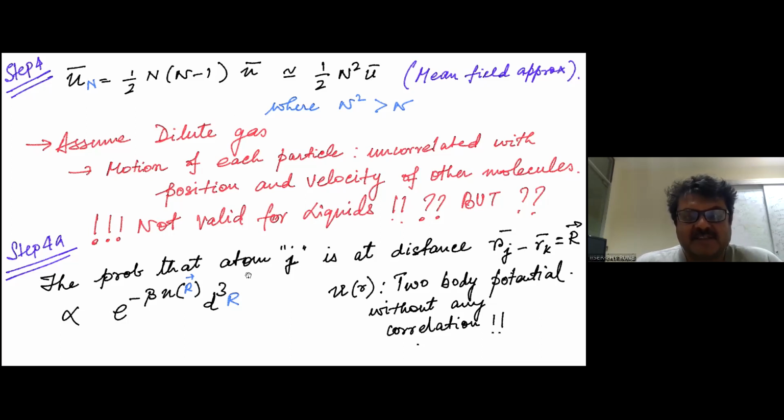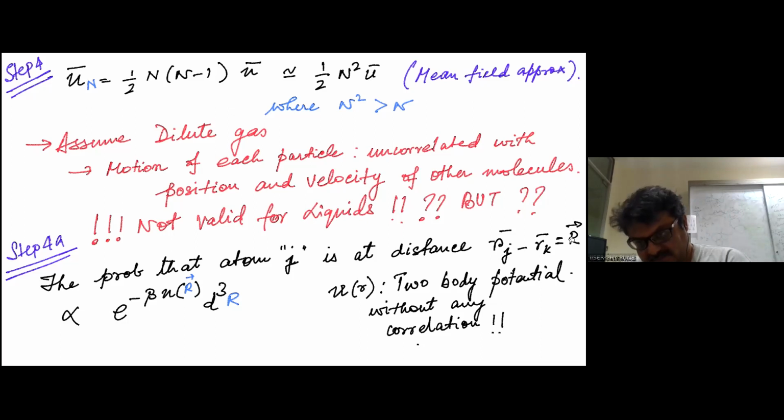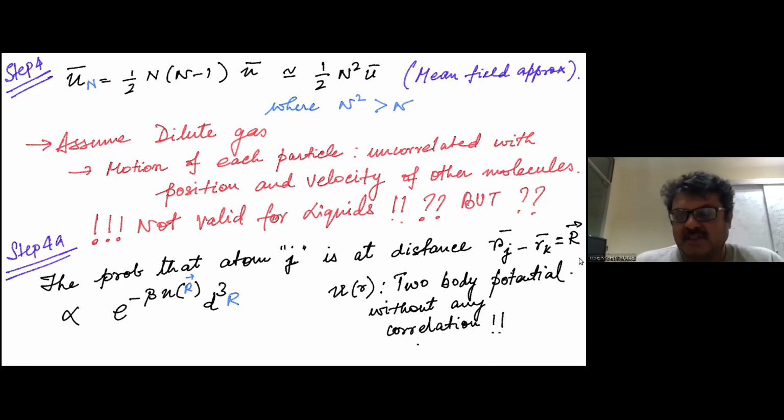And for that, we are saying that the probability that atom J is at a distance Rj minus Rk, and so basically the distance between a pair of molecules. This is the position of the jth molecule, this is the position of the kth molecule, and this is essentially a vector pointing from K to J, right? That was also discussed in the previous class. In case you've forgotten, you just draw it, and that is the R vector.